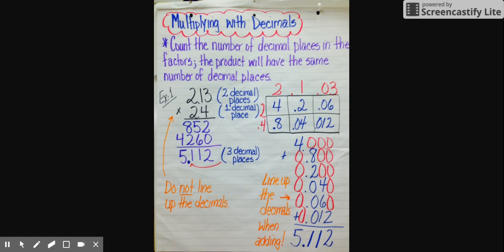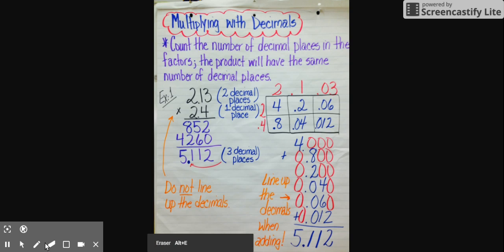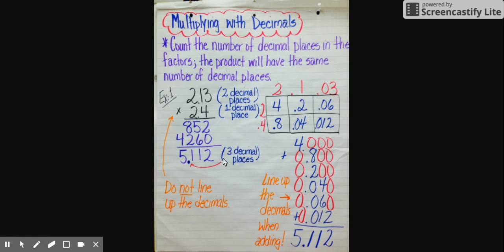Remember, the product is going to be the answer to the multiplication problem. So the product for this problem is going to be this number right here. That's going to be the answer. So we're going to start with this problem: 2 and 13 hundredths times 2 and 4 tenths.